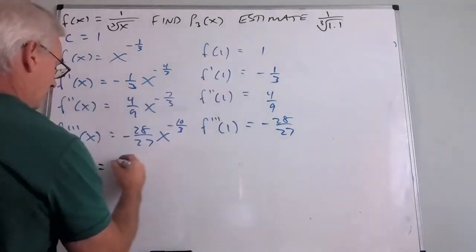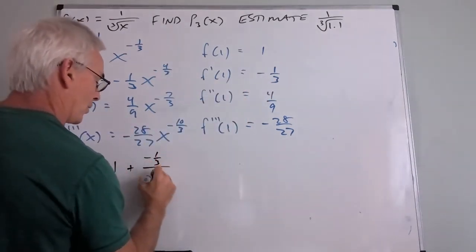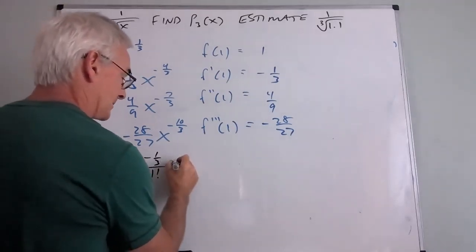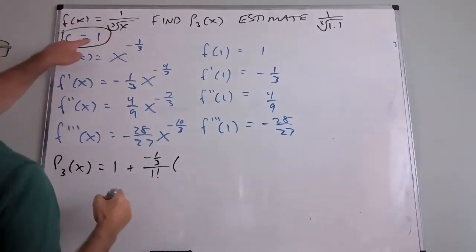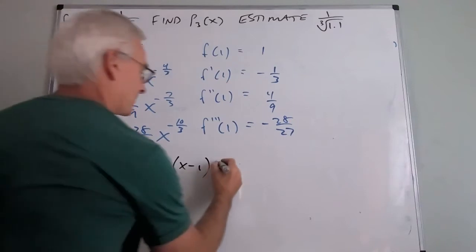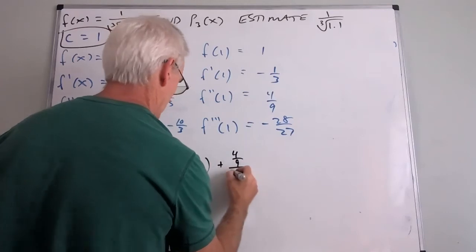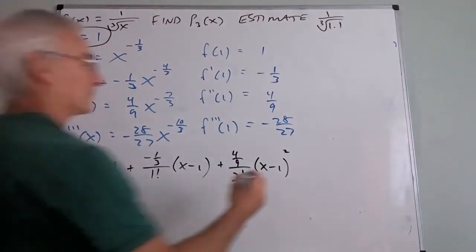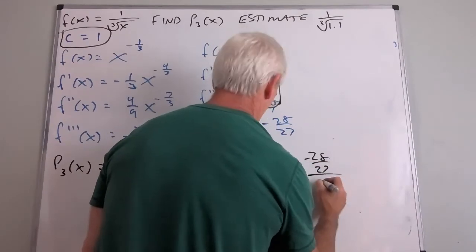So it's going to be 1 plus negative 1/3 over 1 factorial. I can write over 0 factorial, that's kind of redundant. Times what? Times x minus 1. Perfect. Because it's always x minus c. Plus now the second derivative over 2 factorial times x minus 1 squared. Plus, I always write plus. I'll worry about the signs later. I just want to make sure I get the right terms in there.